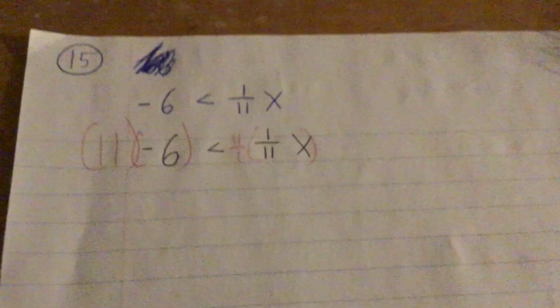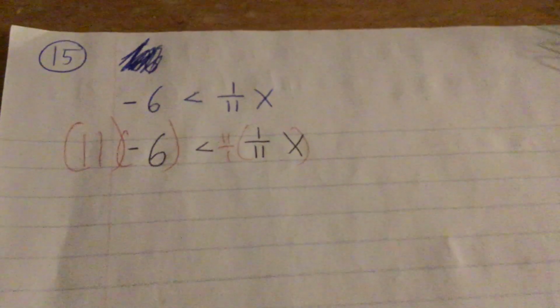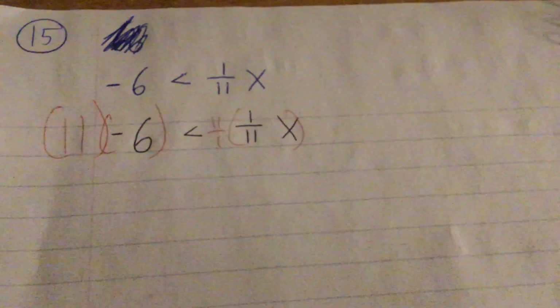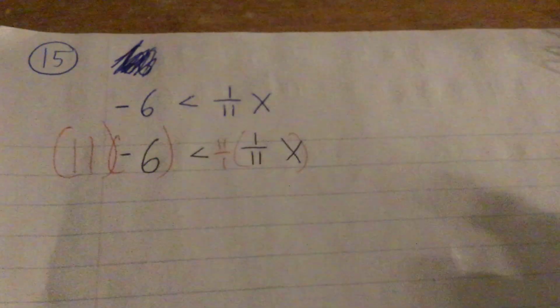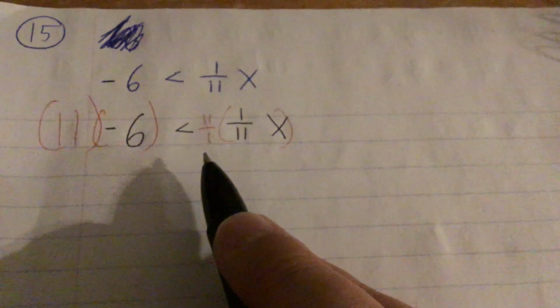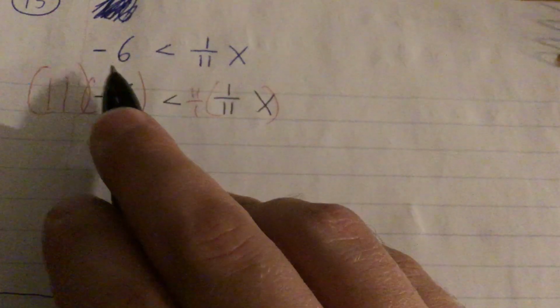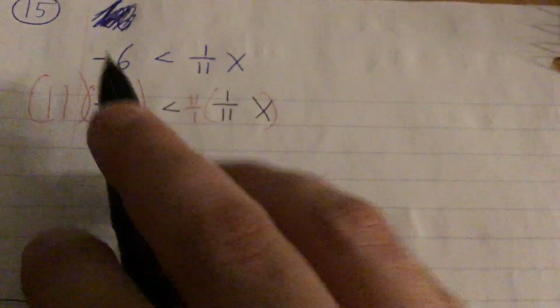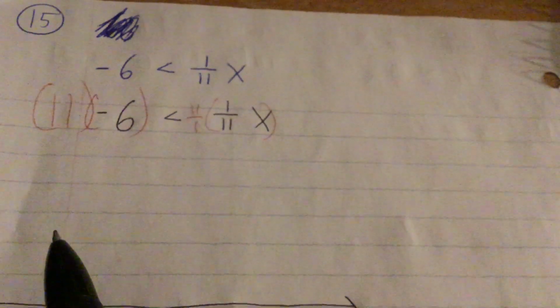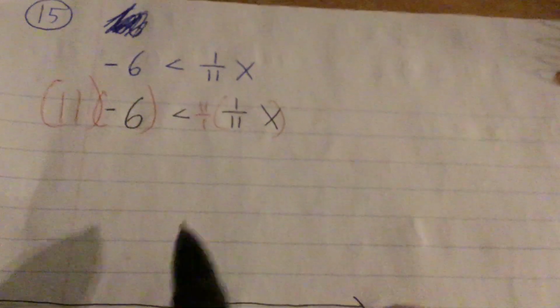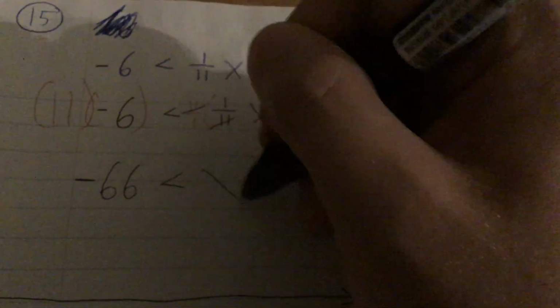So if I were to multiply both sides of the inequality by 11 over 1, notice I multiplied both sides by a positive value. I don't care that this negative 6 is negative. I did not multiply both sides by a negative number. I multiplied both sides by a positive number. Therefore, this inequality symbol is still technically true. So that cancels out the 11s. And 11 times negative 6 is negative 66. So negative 66 is less than x.